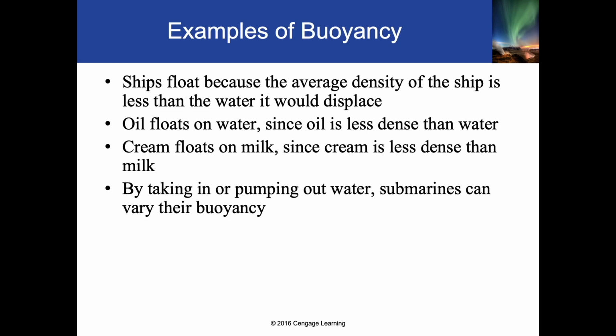Okay, so ships float because the average density of the ship is less than the water that it would displace. That's basically the same thing as talking about liquids that have a density less than water. For example, oil. What happens to oil when you put it in water? It floats, right? Oil floats on water because it's less dense than water. Cream floats on milk since cream is less dense than milk.